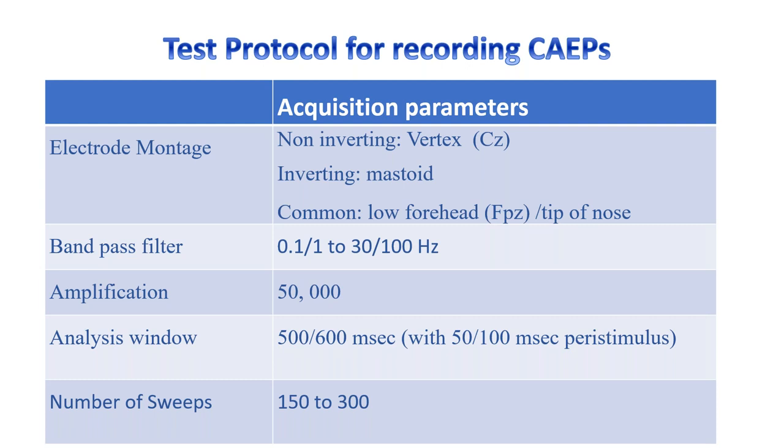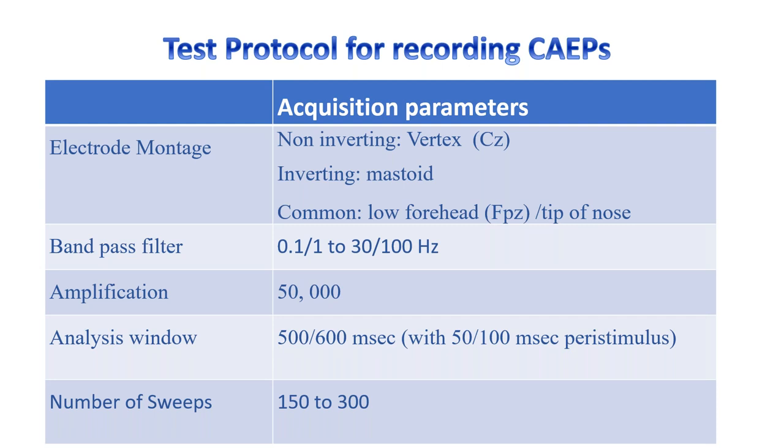If you're using dual channel or multi-channel, then the number of non-inverting electrodes will increase. Inverting will remain the same. Depending on the purpose of your testing, you may use C3, C4, or temporal lobes, like the left temporal and right temporal, or we can use vertex, parietal and frontal. So depending on the purpose we choose this. Or if you're using a 64-channel or 128-channel system, then you have the electrode cap which takes care of all these things.